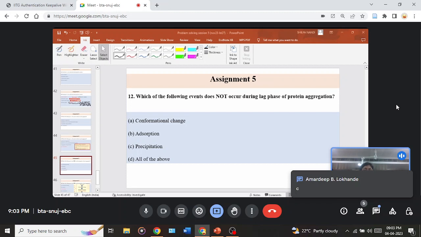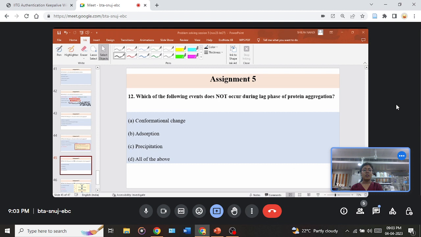Okay. So Amardeep says that the answer is C, that is precipitation. Fine, you are totally correct. So during the lag phase, we usually have conformational changes occurring due to external factors or due to the adsorption of the protein on the surface. Your option A is ruled out. So it occurs during lag phase of protein aggregation.